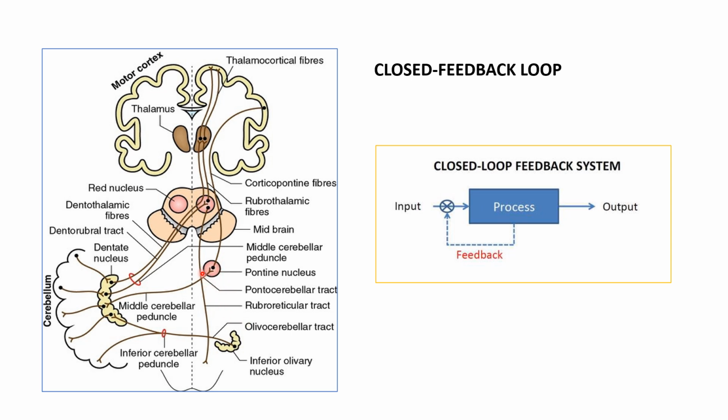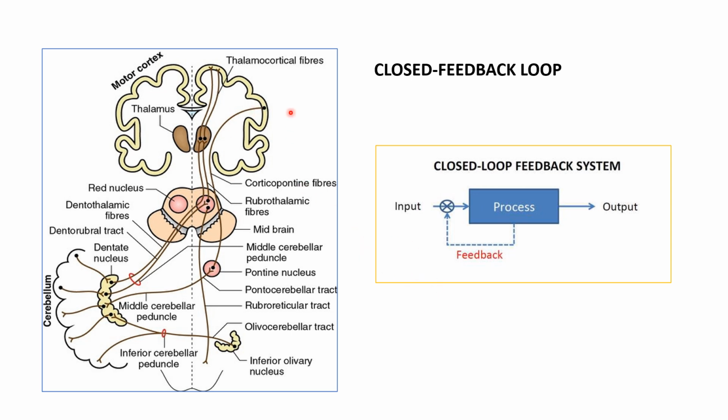And from the pontine nucleus and from the red nucleus, this information will also go to the reticular formation, that is via the rubroreticular tract, and to the thalamus, that is through the rubrothalamic tract, and also to the spinal cord via the rubrospinal tract. This is the closed feedback loop.